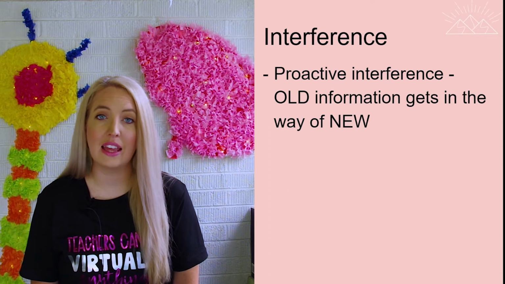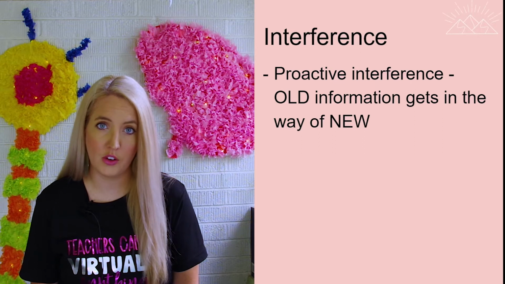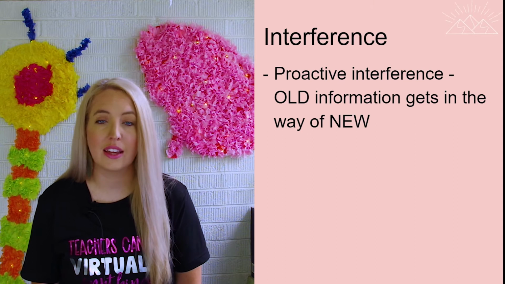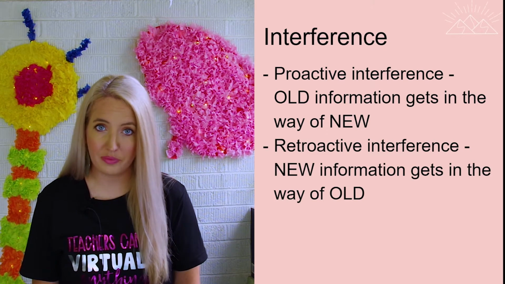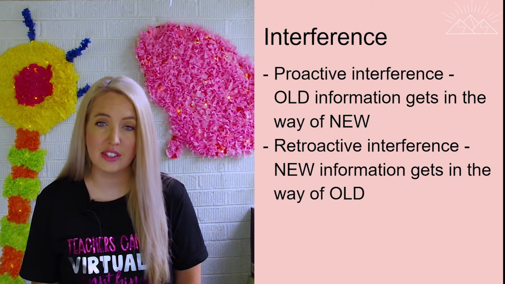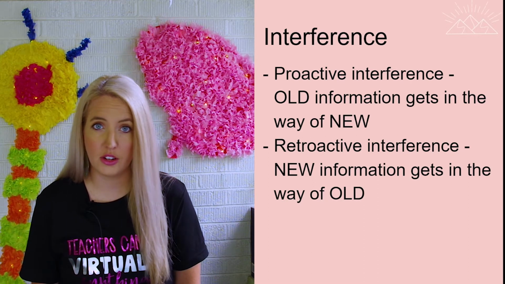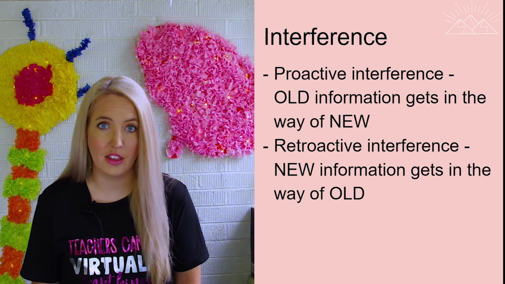Sometimes it happens in the opposite order, where we experience what's known as retroactive interference. Retroactive interference is when new information gets in the way of old information. So instead of remembering that first class period's information you were presented with, perhaps the second class was deemed more important in your mind. You paid more attention to that information, and at the end of the day, you can only remember the last thing that you learned. When that happens, you're experiencing retroactive interference.